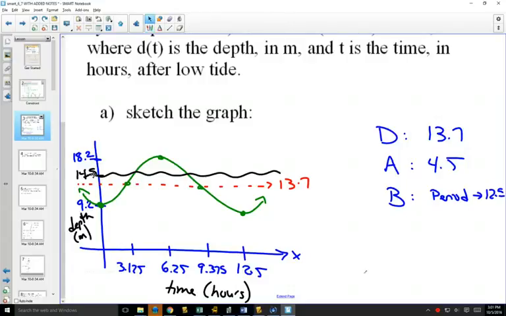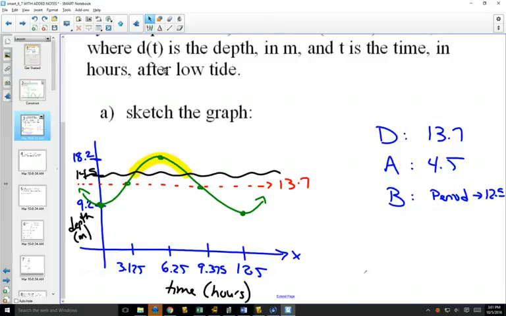So according to this graph, in order for that bulk carrier to be safe, the water needs to be deeper than 14.5 meters. So these are the two places on my graph where it's exactly 14.5. And anywhere where the depth is more than that, it's going to be safe. So it's going to be safe between here and here. And we need to figure out where that's going to be.